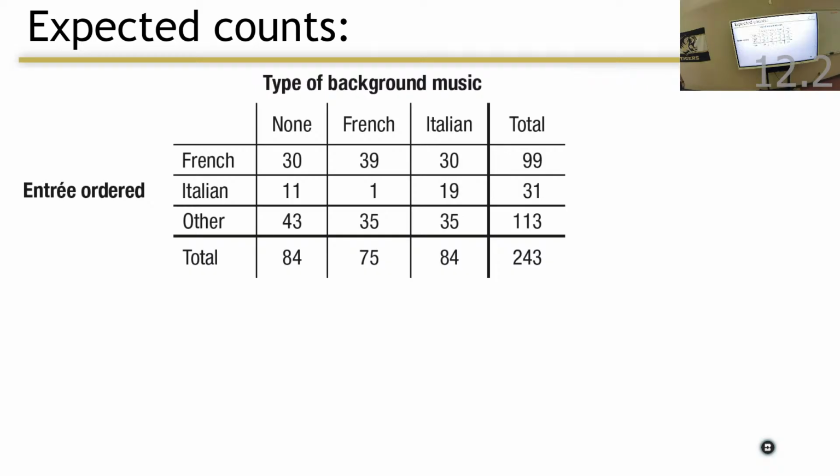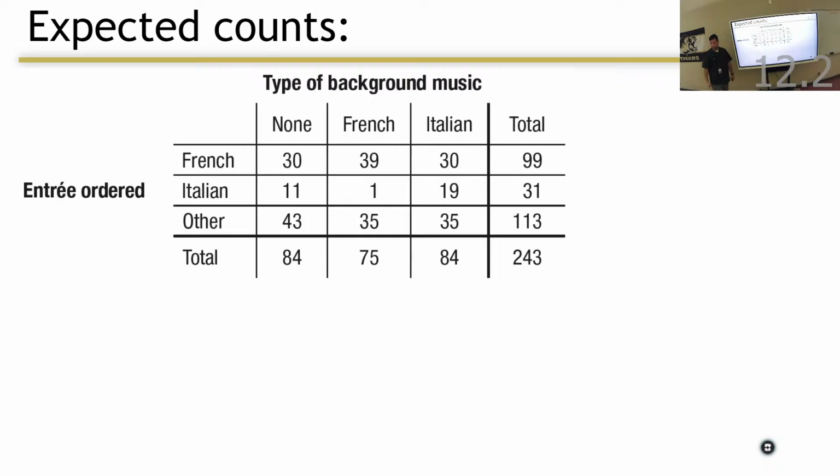Click. Here is the data. Now notice the difference in this data and the data we got last Friday. The data we got last Friday was typically one row because it was one sample and one variable. Now I have one sample with two variables. Okay? Background music and entree ordered. So they're giving it to me as a table. Two-way table. That's what they'll call a lot of these, two-way tables. Okay? So this was the no music, this was the French music, this was the Italian, and here are the totals.